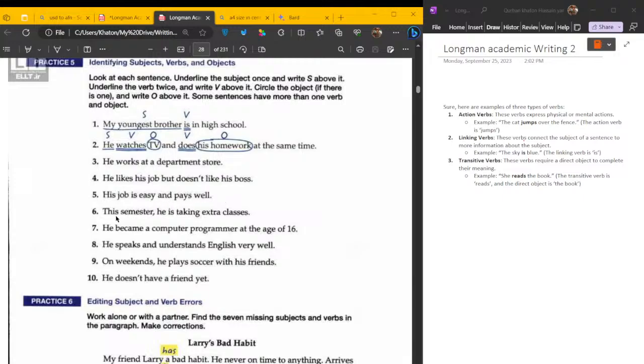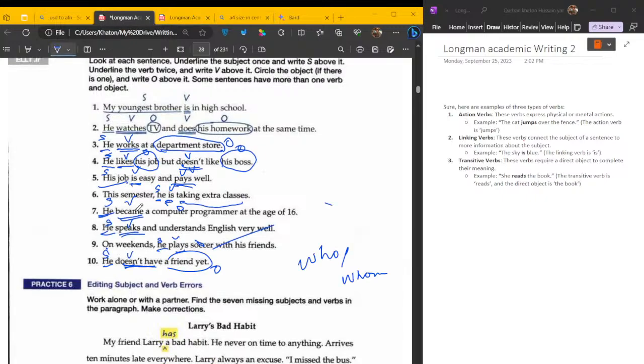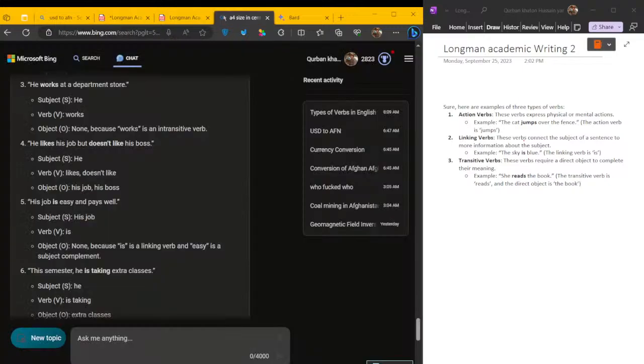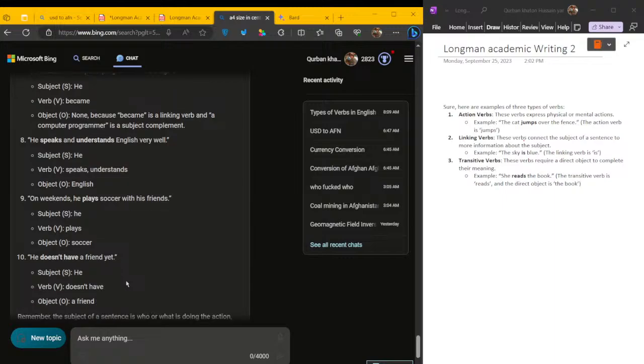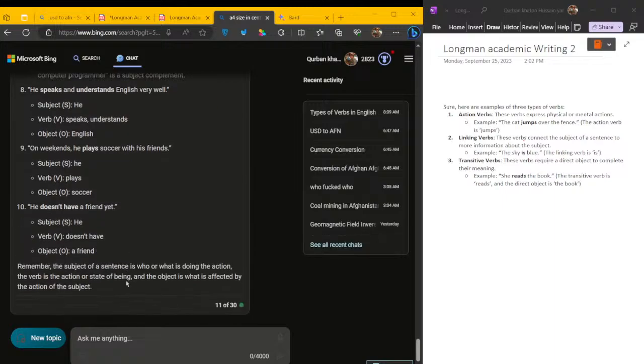The sixth is this semester he is taking extra classes. Okay, so what did we say here? This is the subject, this is the verb, and taking extra classes. I think this is the object, but we haven't denoted this object. So let's see what is here. Yeah, extra classes is an object. Whom or what is he taking? He's taking them.